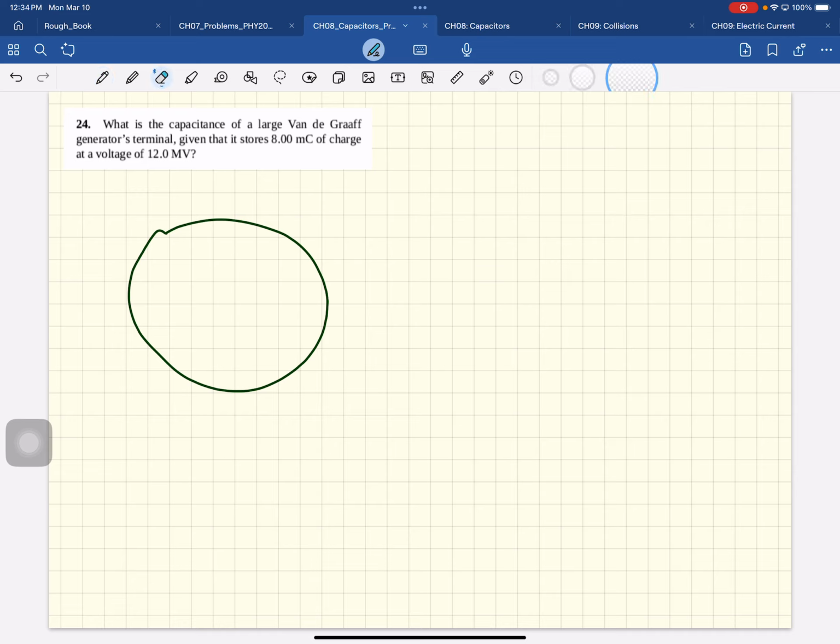Okay? And the capacitance in terms of its dimensions, where A is the radius, is given by 4 pi epsilon naught times A. Okay? The radius. The capacitance is also given in terms of charge and voltage like that.